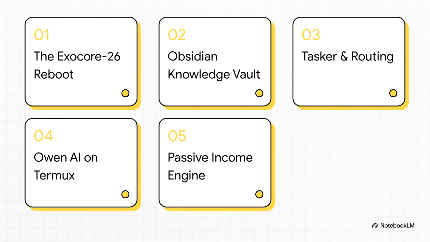So, here's our roadmap for today. First, we'll cover the Exocore 26 reboot. Then we'll dive into Obsidian, the Knowledge Vault, followed by Tasker and autonomous routing. After that, we'll look at getting Qwen AI running on Termux, and we'll wrap up with the passive income engine. Let's get right into demystifying this workflow.